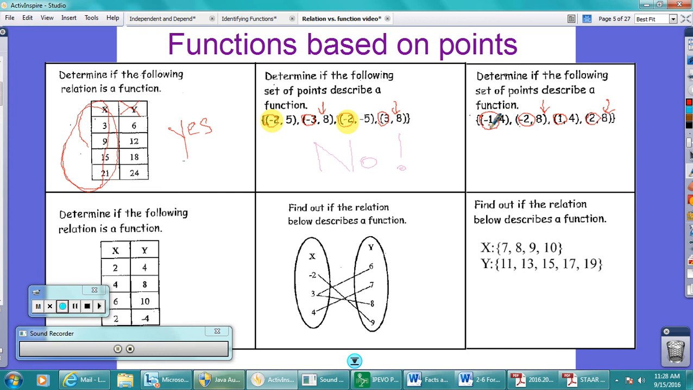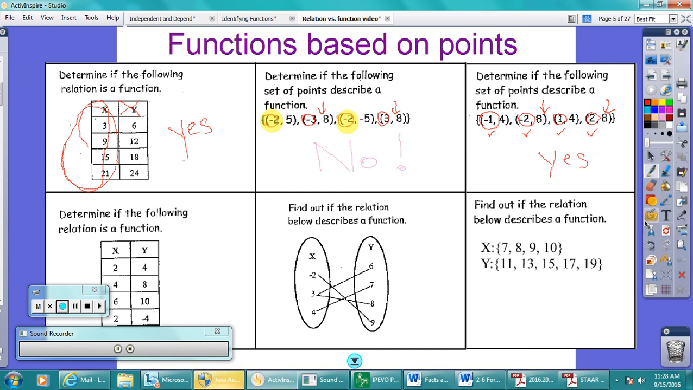Do I see another -1? No, that's good. Do I see another -2? No. Do I see another +1? No. Do I see another +2? No. These are all unique numbers, -1, -2, 1, and 2. So yes, this is a function.